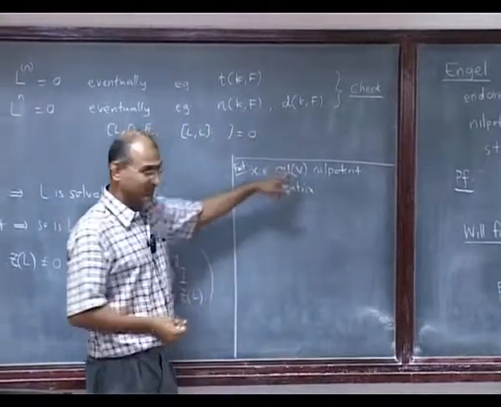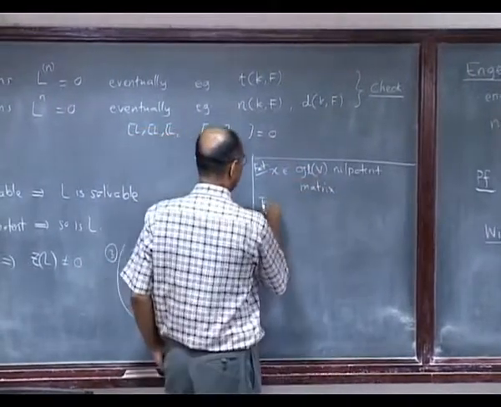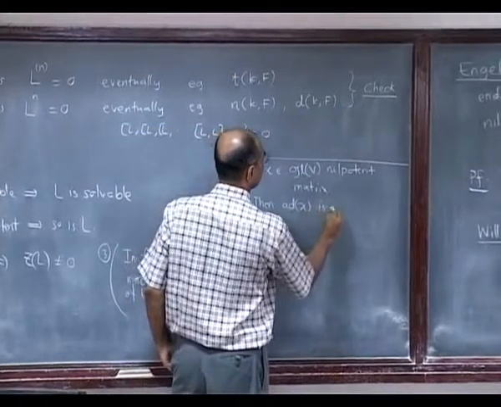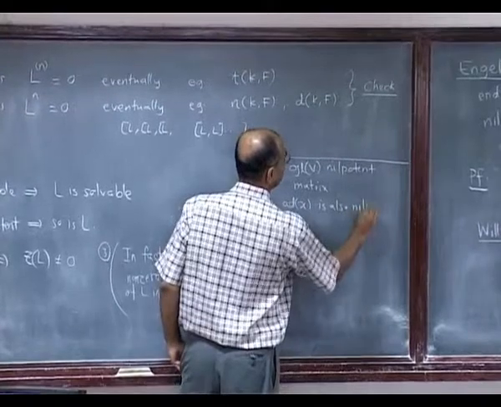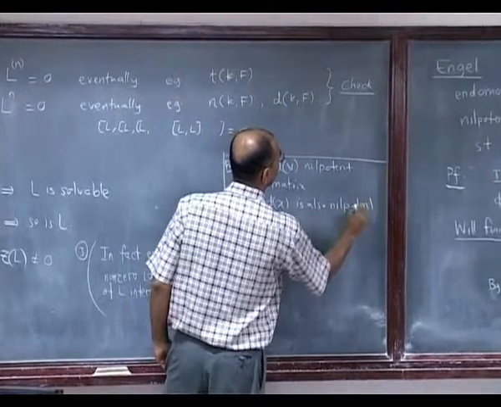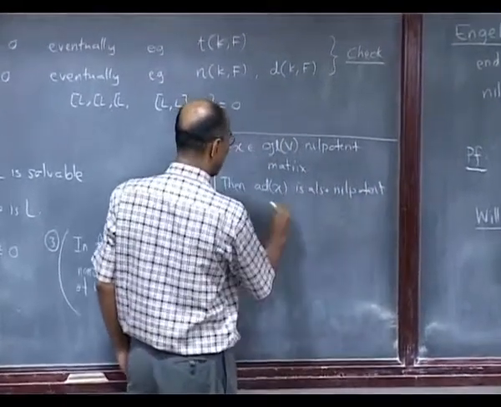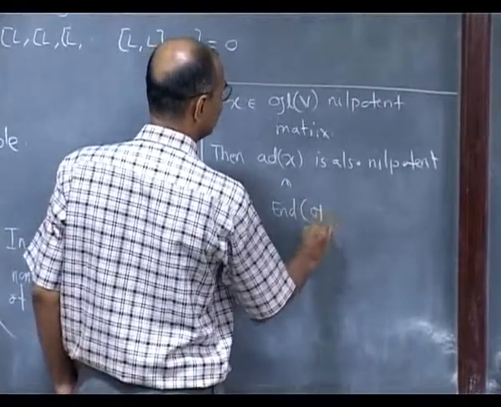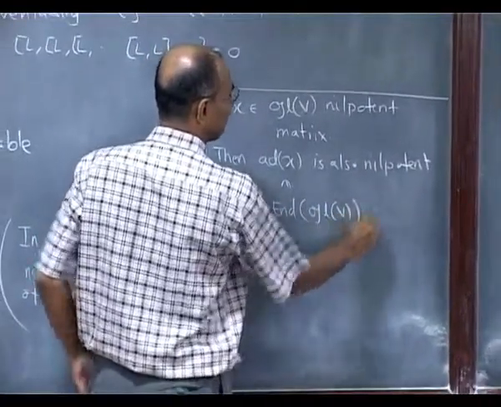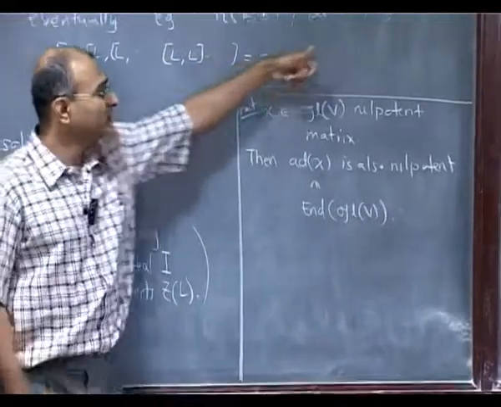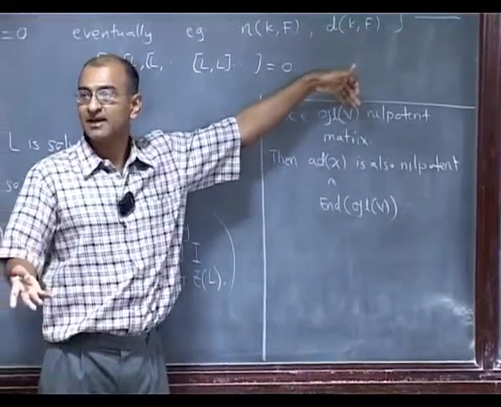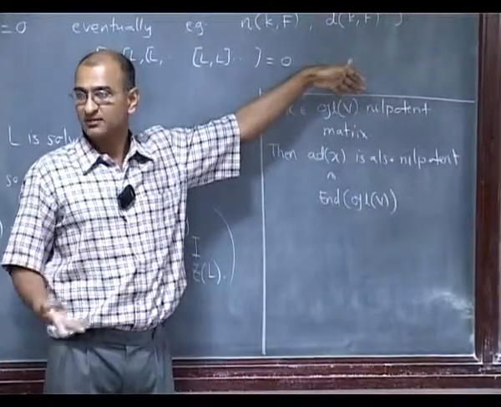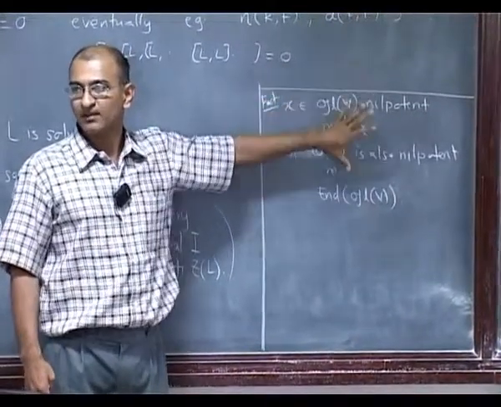I will say nilpotent matrix. Then ad x is also nilpotent. So where does ad x sit? It sits inside End of GLV, right. So if you have a nilpotent operator on V, when I bracket by that operator, it is a nilpotent operation on the space of matrices. Okay.